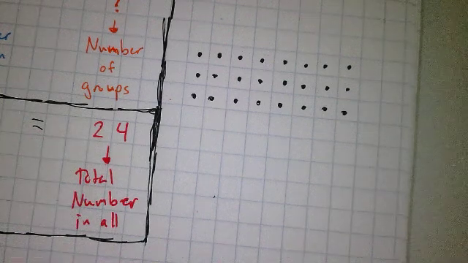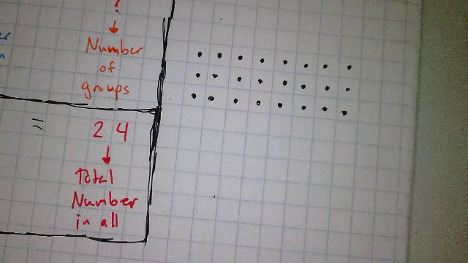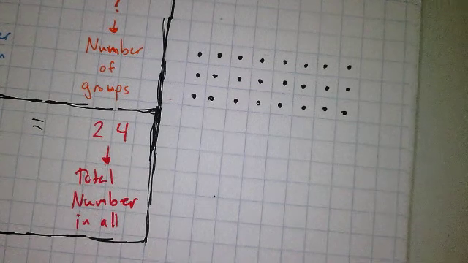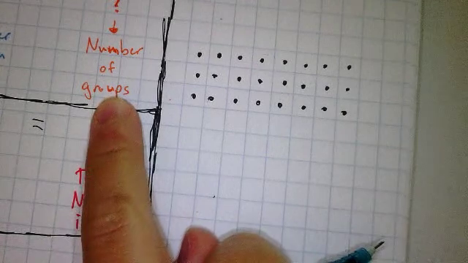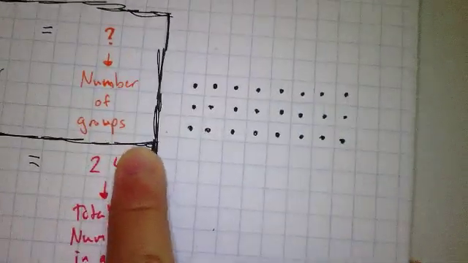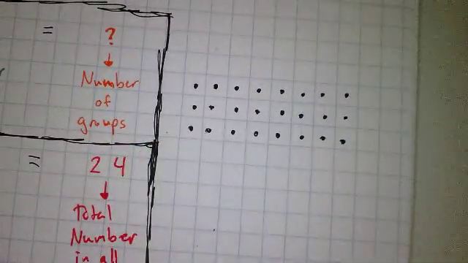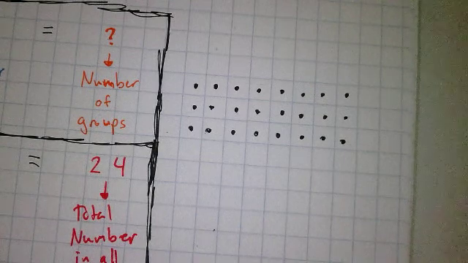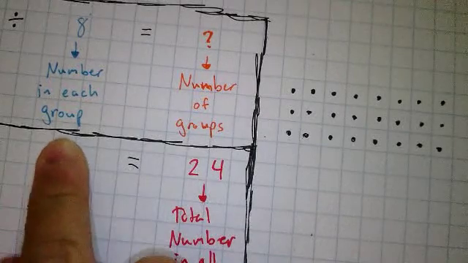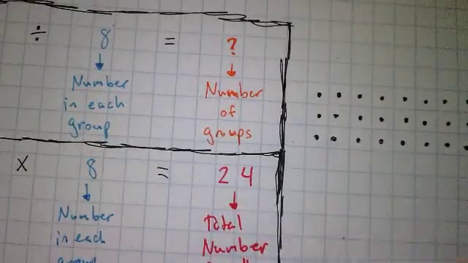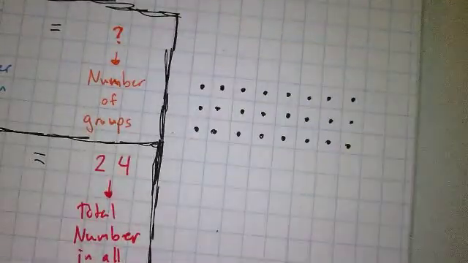Wait, you guys flip those numbers. How many groups do I have? Oh. We don't know that number yet, right? We don't know how many groups we have. That's our question mark, yeah? But we know how many are in each group, right? How many are in each group? 8. There's 8 in each group, right? Number in each group says 8, right? So, I'm going to split these up into groups of 8.